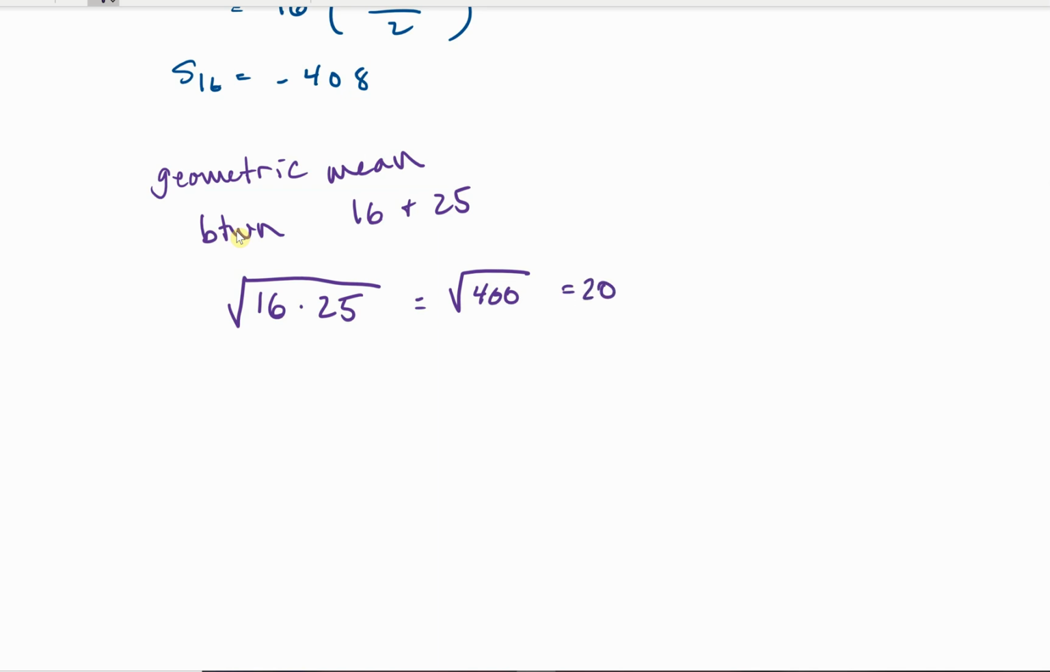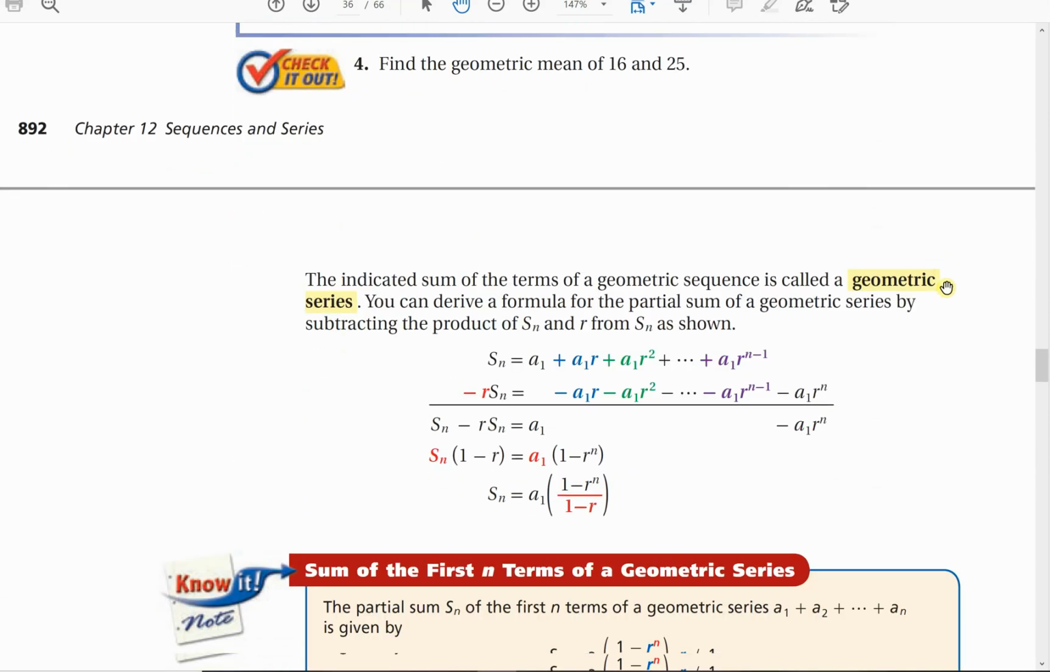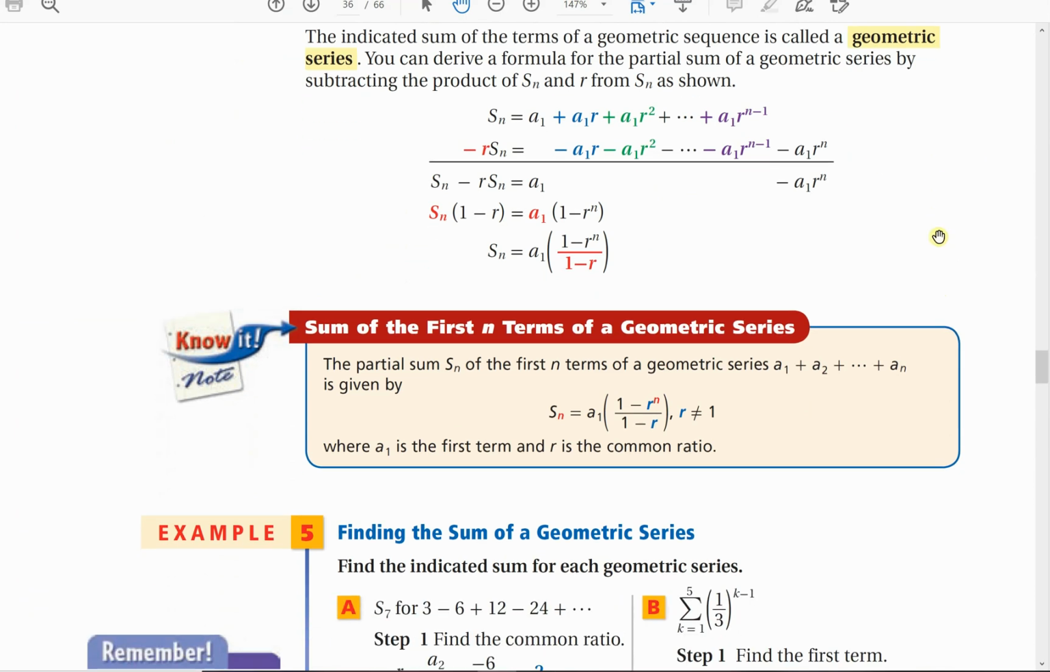So the geometric mean between 16 and 25 is 20. It's just the square root of AB. All right, the next thing is a series. And remember, we found the sum of terms in an arithmetic sequence. There's also a formula that you can use to find the sum of the terms in a geometric sequence.